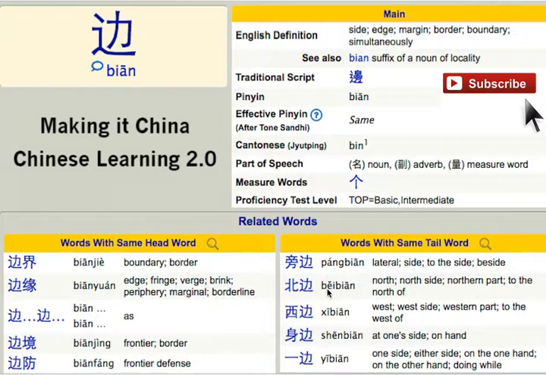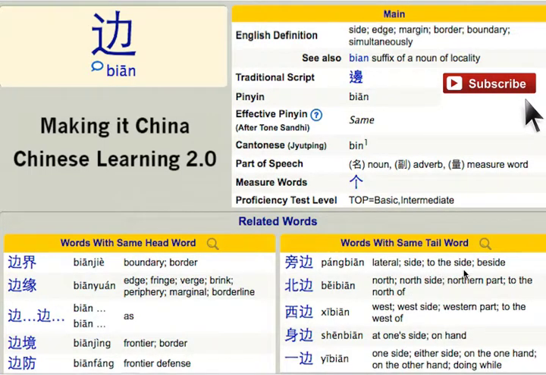Pang bian, bei bian, xi bian, sheng bian, yi bian. Alright, if you have a problem with the tones, as you will see by doing these exercises, you start to realize and feel the difference between the tones, because many people at the beginning of their journey don't hear the difference between the tones.